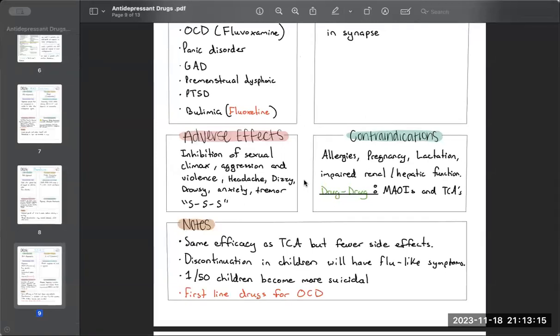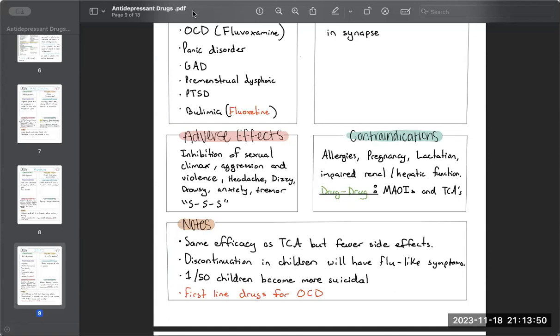And you could think of SSS for sexual dysfunction, stomach cramps, or even seizures and spasms. Those are signs of serotonin syndrome, not good, okay? They could also have headache, dizziness, anxiety, and tremors. Those are signs because normally you wouldn't have side effects, but if they're showing these, they're having serotonin syndrome, really not good. They don't have as many side effects as those TCAs. Discontinue in any children that have flu-like symptoms. It could cause children to become suicidal, so we want to watch their mental status.